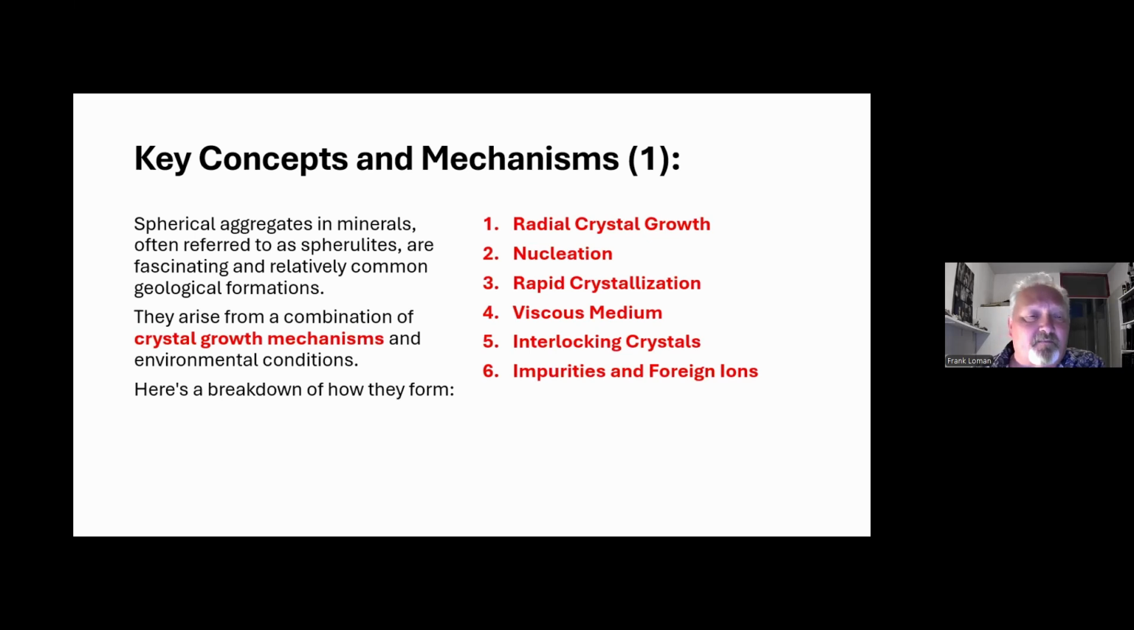There are some key concepts and mechanisms at work here, because the spherical aggregates in minerals, often referred to as spherulites, are fascinating and relatively common in geological formations, which I did not know. They arise from a combination of crystal growth mechanisms and environmental conditions. To break them down, the crystal growth mechanisms are six of them: radial crystal growth, nucleation, rapid crystallization, viscous medium, interlocking crystals, and impurities and foreign ions.